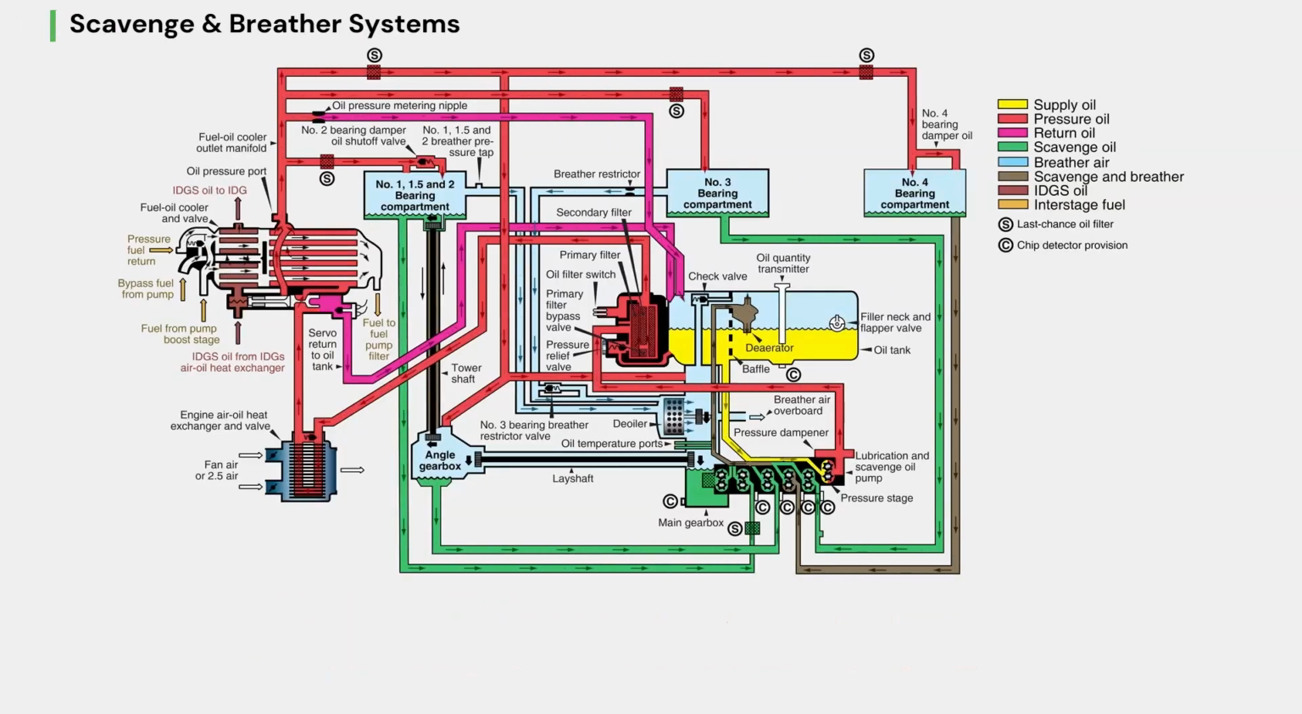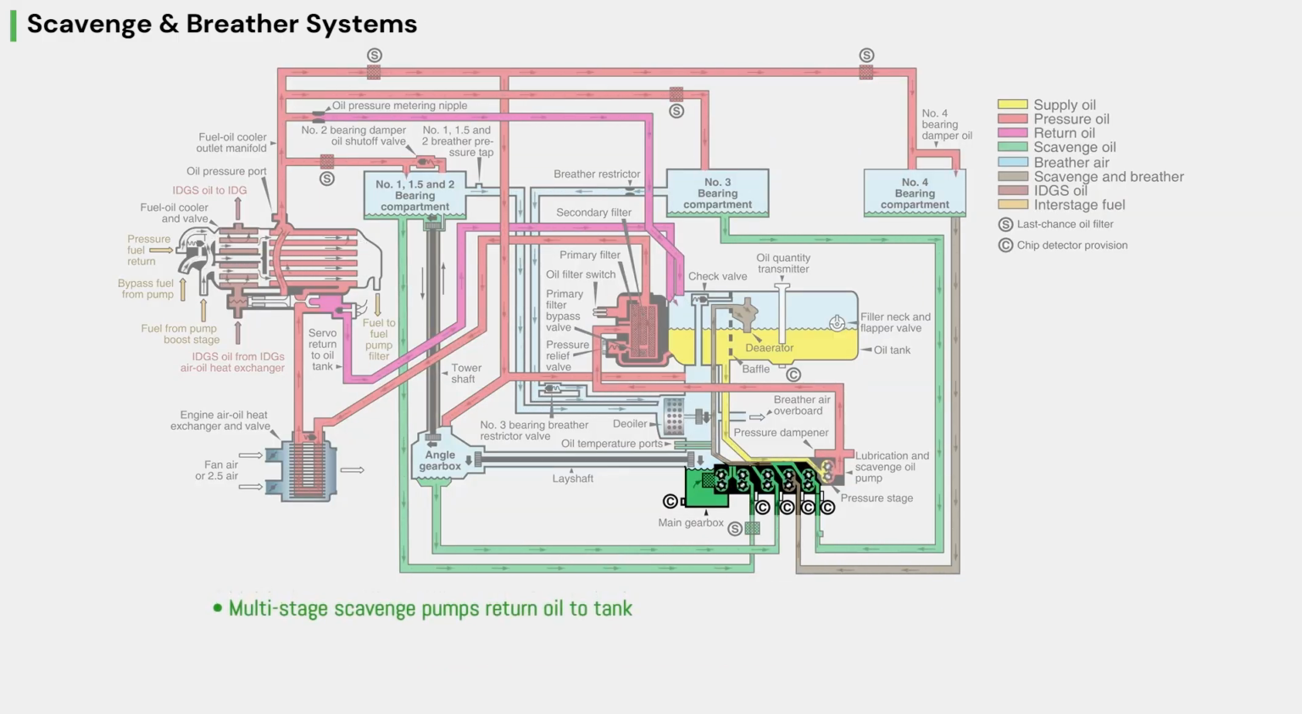The scavenge system in a variable pressure lubrication system is similar to the regulated system. Several scavenge pump stages remove oil from the bearing compartments and gearboxes. Each scavenge stage includes a magnetic chip detector. These detectors trap metal particles and provide an early warning of bearing or gear damage.